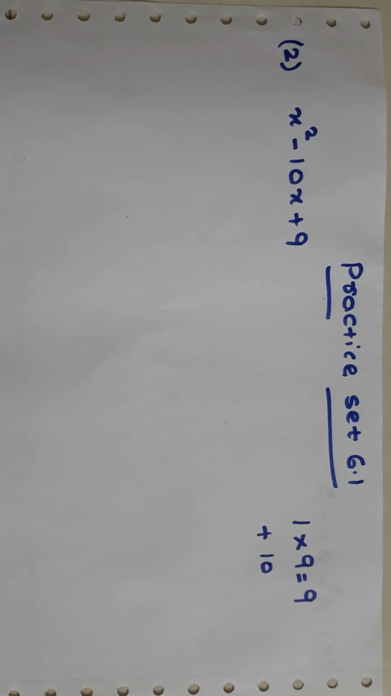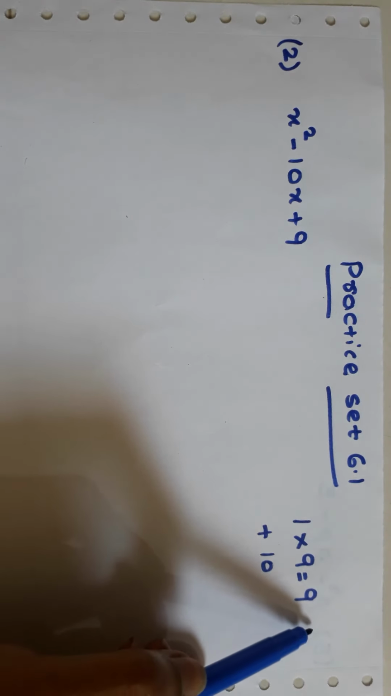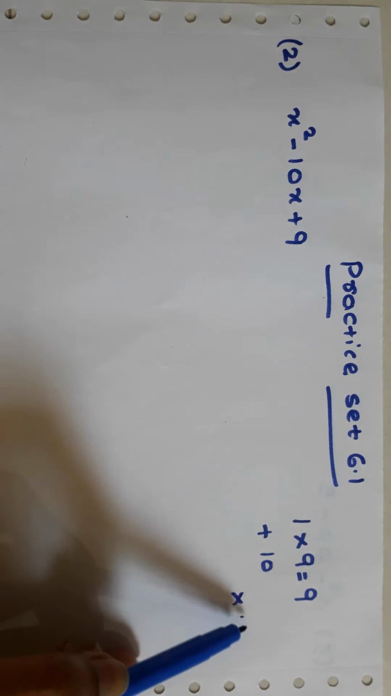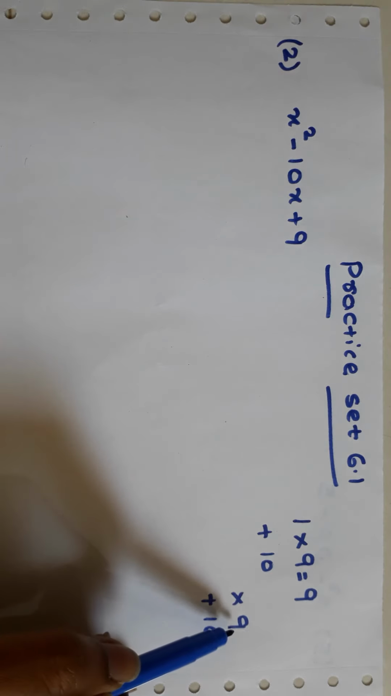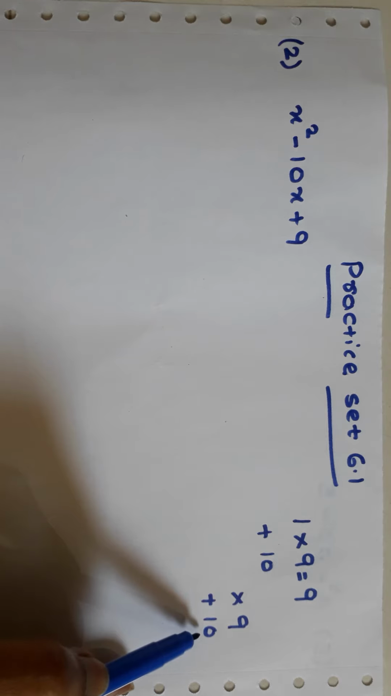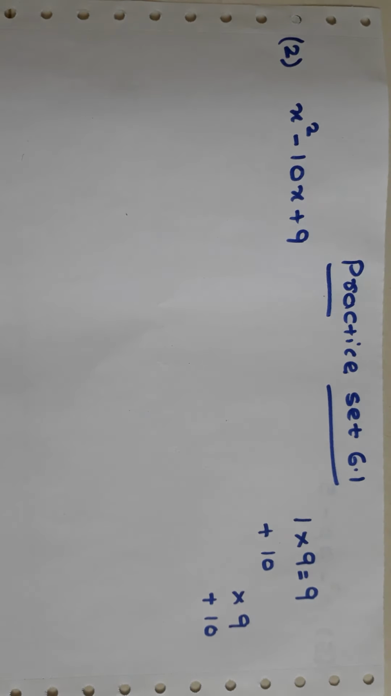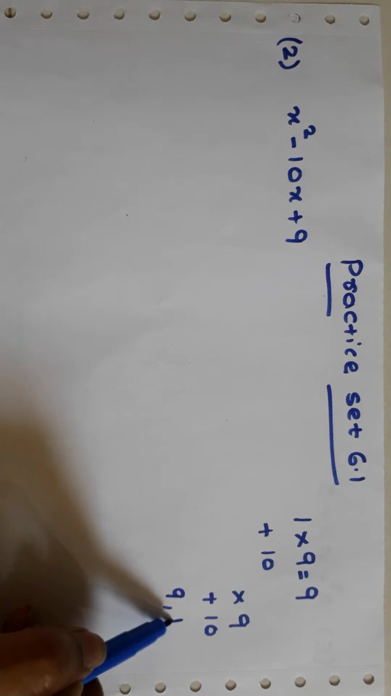So third step is find two factors which on multiplication give 9 as an answer, and which on addition give 10. Two factors on multiplication we get 9 and which when added we get 10. The factors are easy to find. 9 into 1 is 9 and 9 plus 1 is 10. So the factors are 9 and 1.